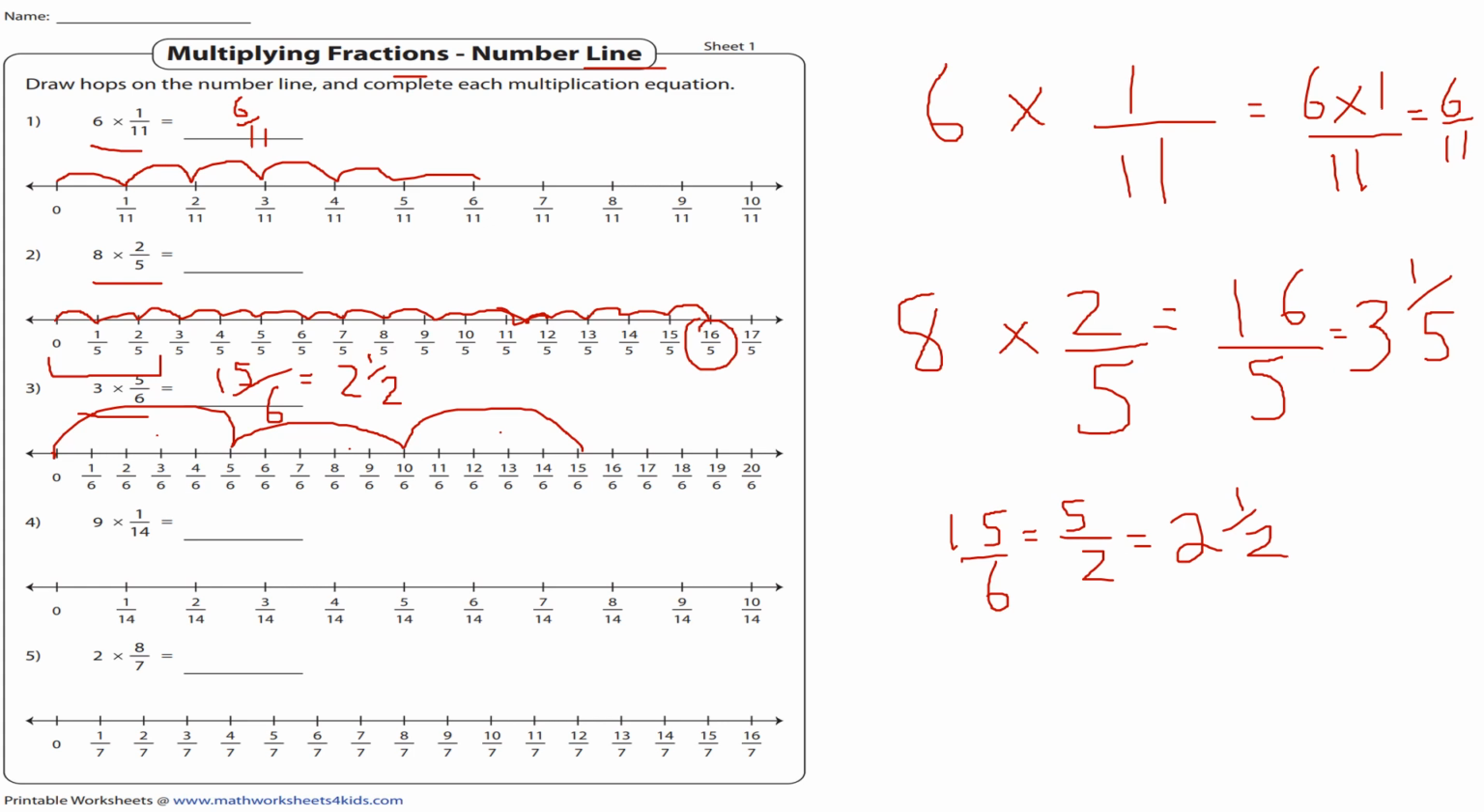Okay, if you're watching this next year. This next one, 9 lots of 1/4. Well, I do 9 times 1 and keep my denominator fixed. Okay, so it's going to be 9/4.